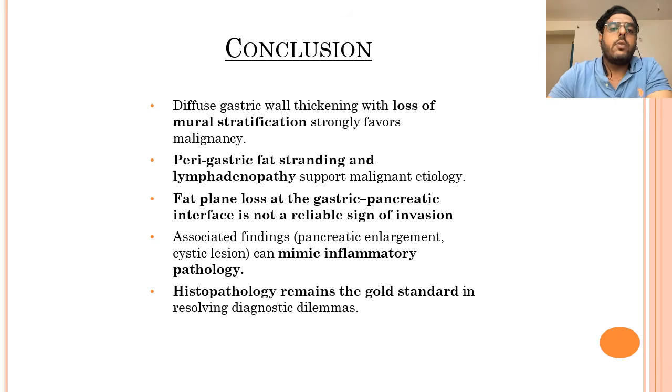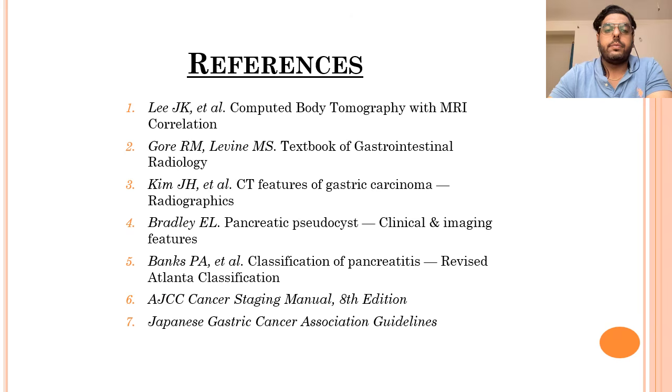So to conclude, diffuse gastric wall thickening with loss of mural stratification strongly favors malignancy. Perigastric fat stranding and lymphadenopathy support malignant etiology, and fat plane loss at the gastric-pancreatic interface is not a reliable sign of invasion. And associated findings such as pancreatic enlargement or cystic lesion can mimic inflammatory pathology, and at the last, histopathology remains the gold standard.